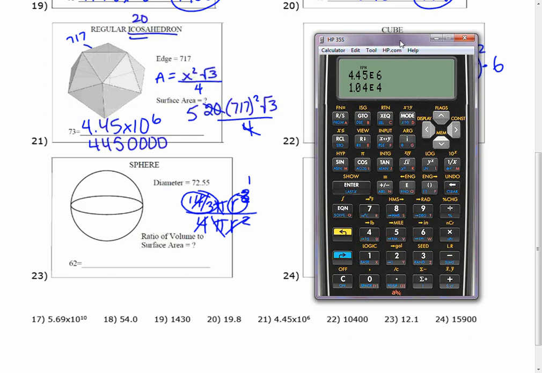So we need to take our diameter, change it to the radius, and divide it by 3. So 72.55 divided by 2 for the radius, and then we'll just divide that sucker by 3. So we'll do 72.55 enter, 2 divide, 3 divide. Or you might have recognized that that means you would have done the diameter divided by 6, and we could come up with it that way. We could move our decimal over 1 and get 12.1.